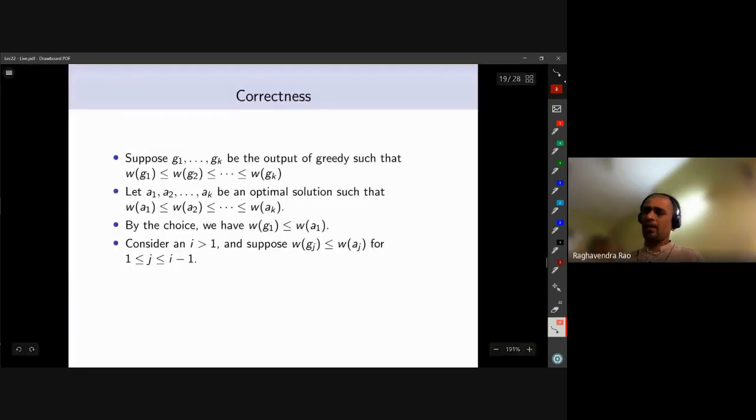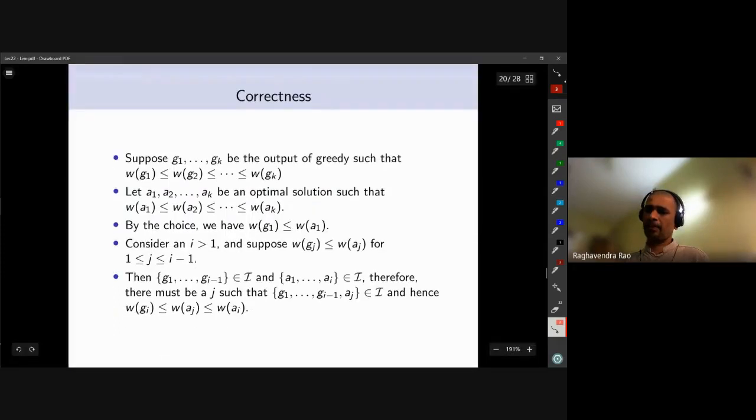Okay. So now, by induction, I just didn't write induction. For the sake of induction, suppose there is an index I such that the weight of Gj is less than or equal to the weight of Aj for all j from 1 to I minus 1. Now we want to prove that the weight of Gi is less than or equal to the weight of Ai. So what we know is G1 to Gi minus 1 is independent. And of course, A1 to Ai is also independent, because A1 to AK itself is independent.